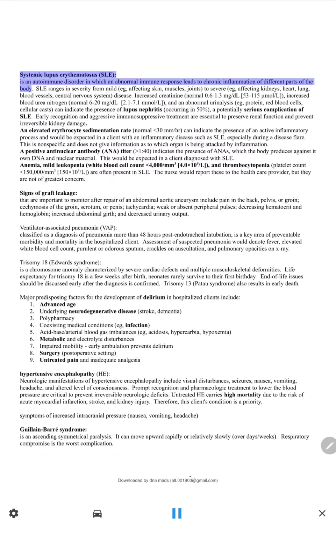Systemic lupus erythematosus, SLE, is an autoimmune disorder in which an abnormal immune response leads to chronic inflammation of different parts of the body.